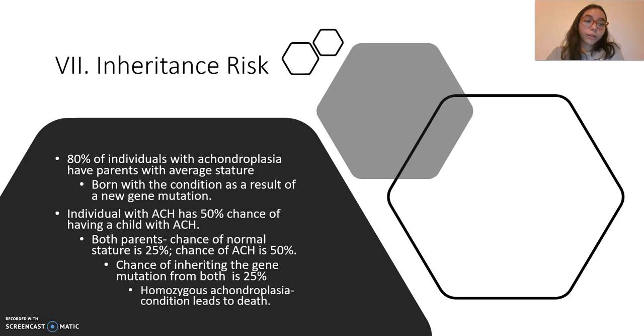But what I found extremely interesting is that if both parents have ACH, the child may inherit the gene mutation from both parents, and that is 25%. The inheritance of both gene mutations may lead to a condition called homozygous achondroplasia, which unfortunately leads to death.